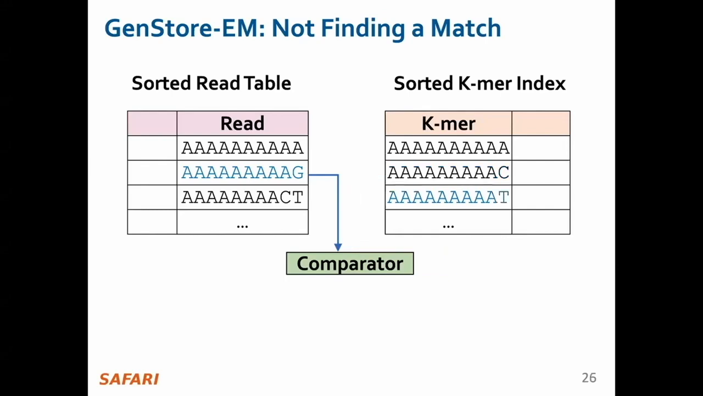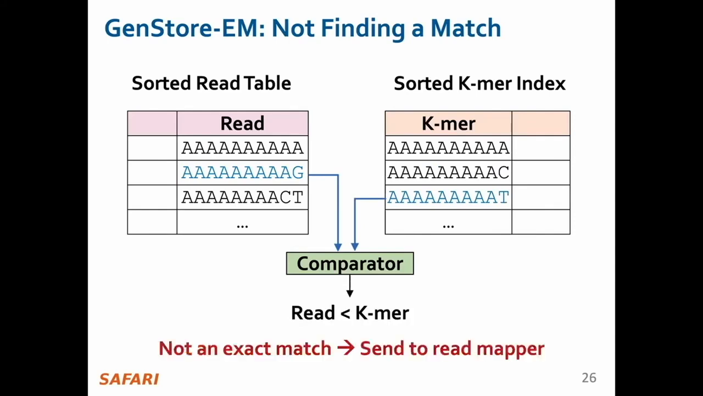And finally, if the k-mer is alphabetically larger than the read, we conclude that the read does not match any k-mer in the index, meaning it does not match any place in the reference genome. Therefore, it's a non-matching read and needs to be sent to the full read mapping process, whatever that system is, a software read mapper or hardware read mapper. So that would go outside the storage to that system. And then we go to the next element in the sorted read table so that we can examine the next read.